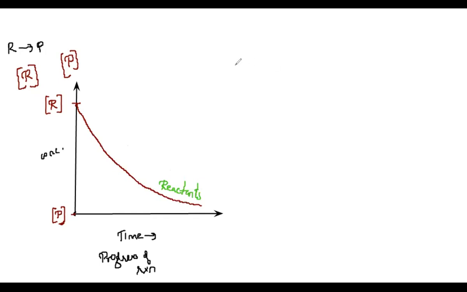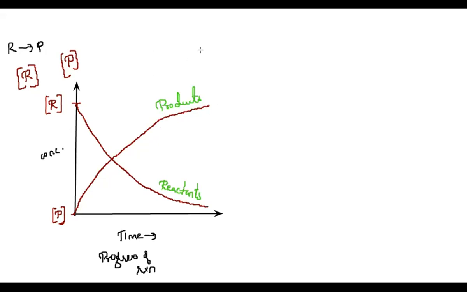Correct. Okay. And then as the time progresses, what happens to the concentration of the product? It goes on increasing. Correct. So the concentration of the products goes on increasing. So this is the concentration of products, right? So are you all understanding the graph? This is the concentration of the reactants, which is going on decreasing. This is the concentration of the product, which is going on increasing.